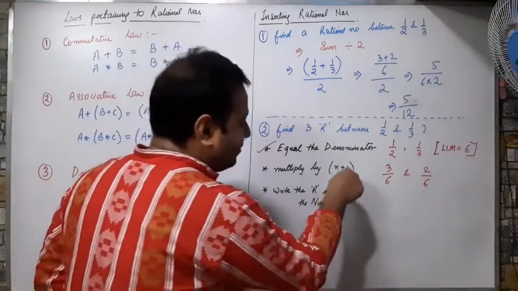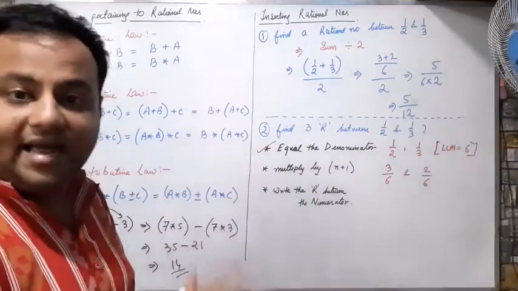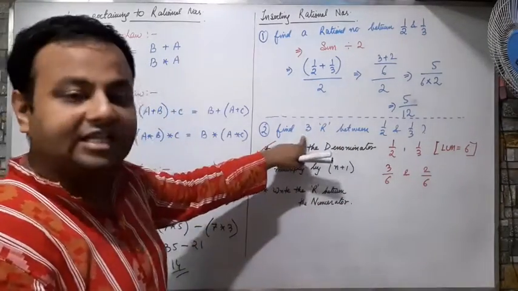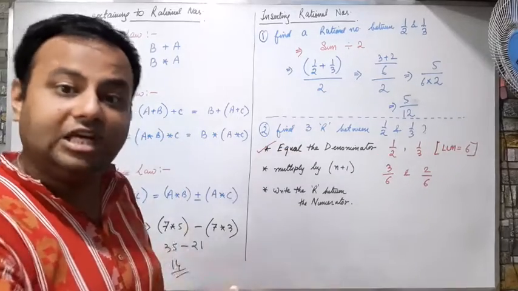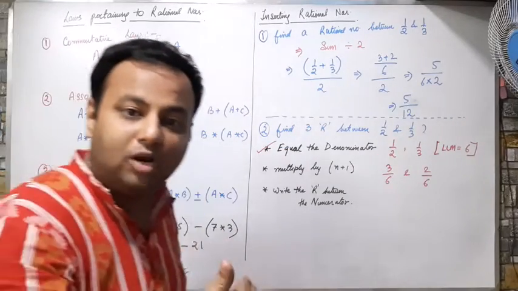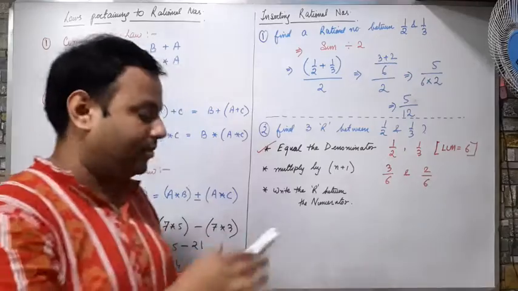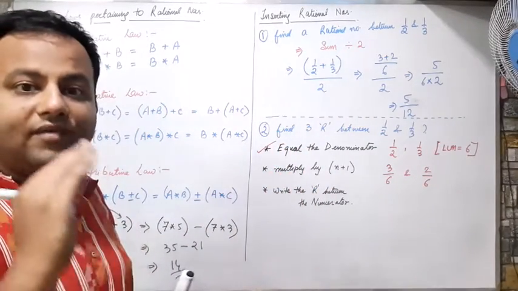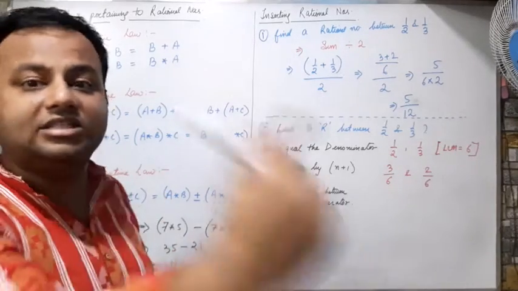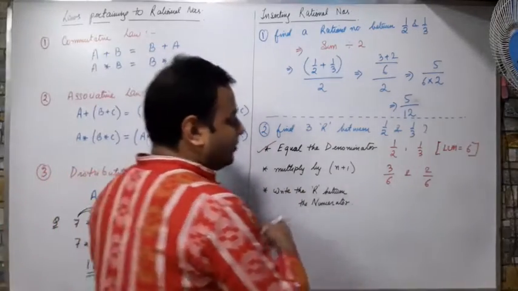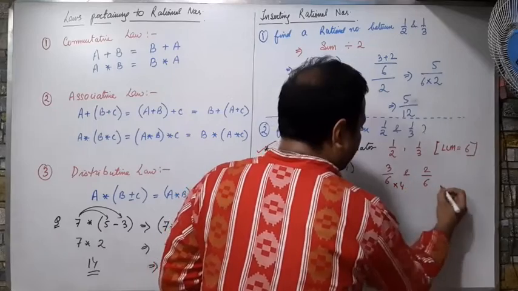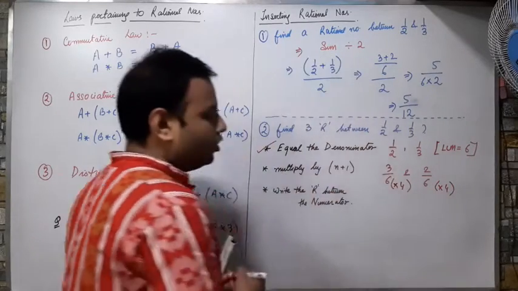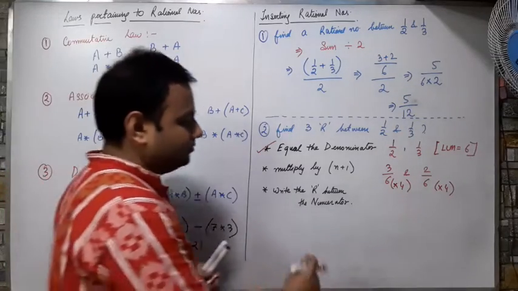Multiply by n plus 1. What is this n? n is the number of rational numbers asked. How many has it asked? Three. What do you have to multiply with? With 3 plus 1. Whatever number is asked, you will multiply with one more than that. It asked 3, so you will multiply with 4. Always you have to multiply with a number larger than the given number. So I am multiplying this with 4 and this also 4.